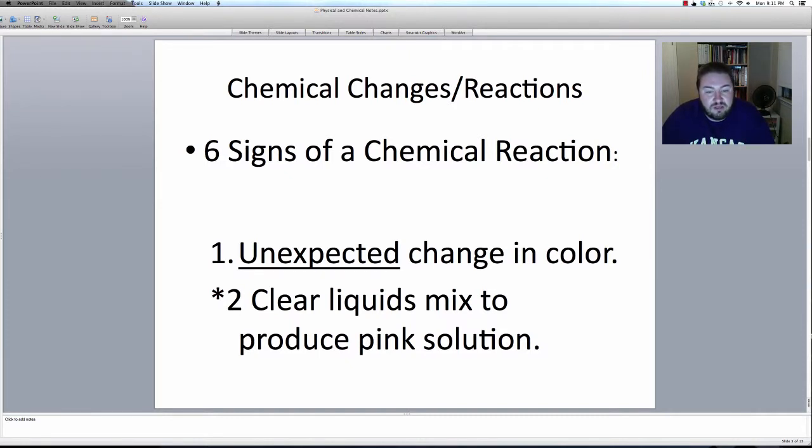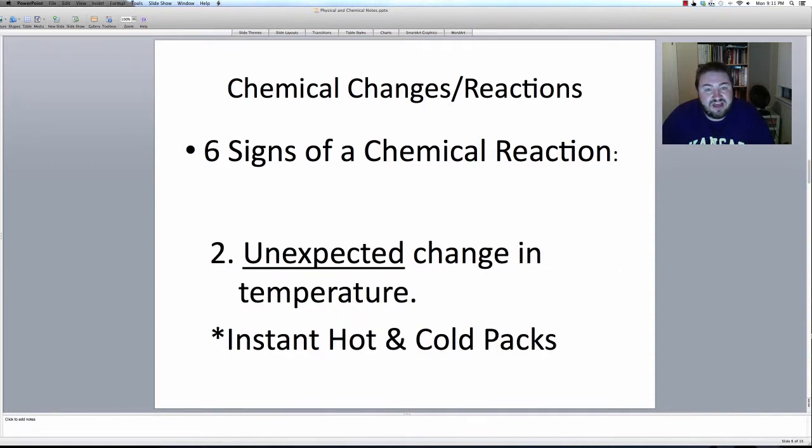But maybe we have 2 clear liquids. We mix them and all of a sudden we get pink. That was unexpected. That's a great sign that a chemical reaction or a chemical change has happened. The next sign of a chemical change or reaction is an unexpected change in temperature. Again, if I mix really hot water with kind of room temperature water, I would expect that water at the end to be warmer than the room temperature water started out at. But if all of a sudden I mix 2 things together and it gets really hot or really cold unexpectedly, that's a great sign of a chemical reaction.